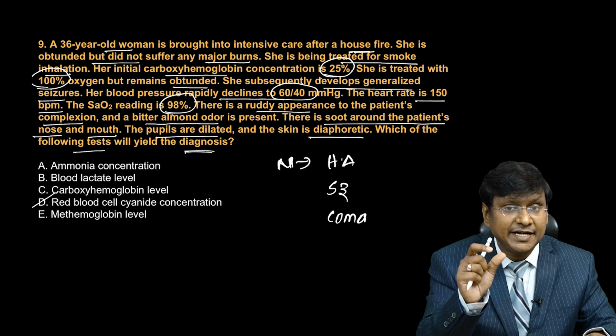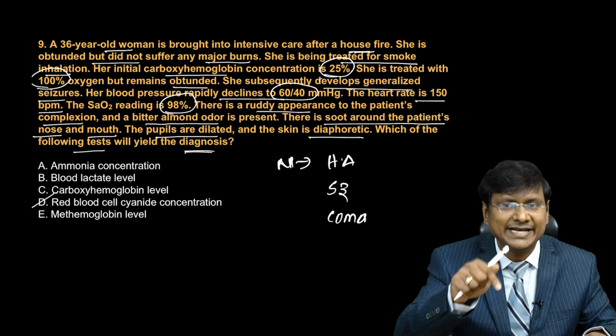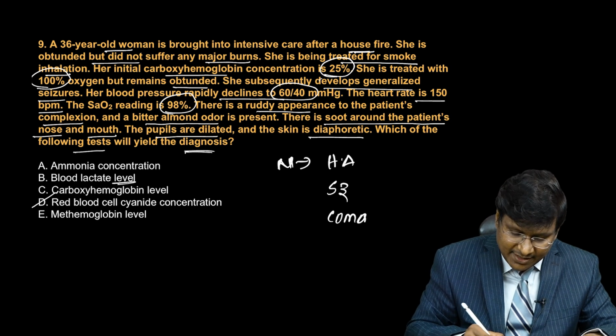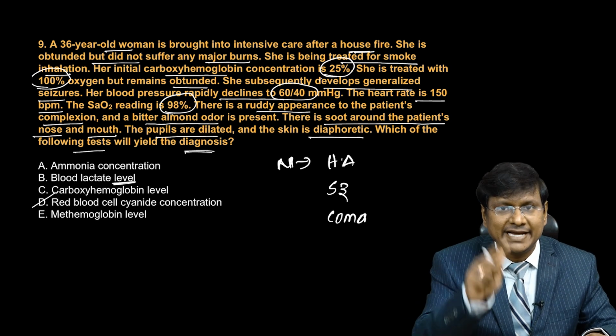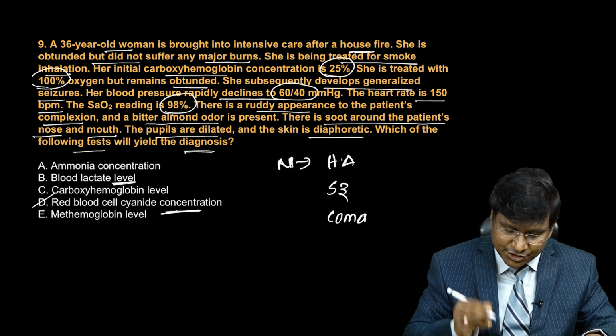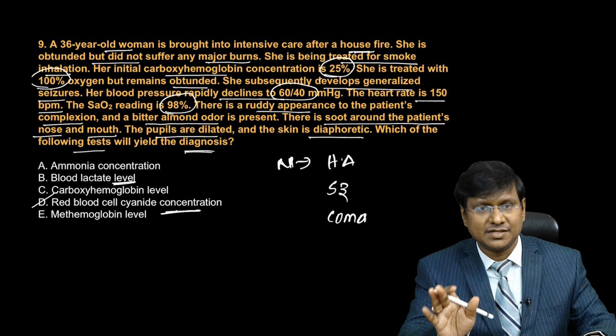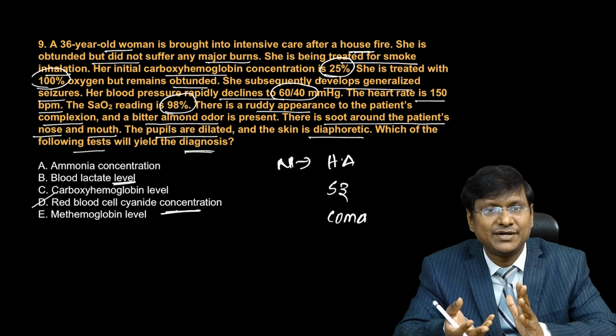However, the definitive method by which you can diagnose cyanide toxicity is not the blood lactate level. The definitive method by which you can make out cyanide toxicity is the red blood cell cyanide concentration, right? So the answer is D here. So this patient has cyanide toxicity.